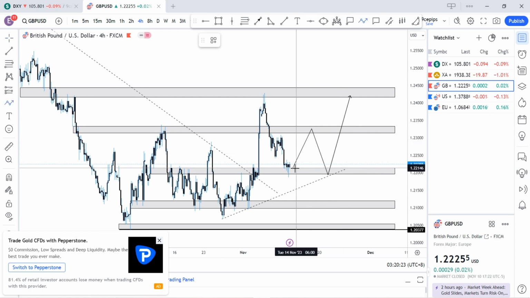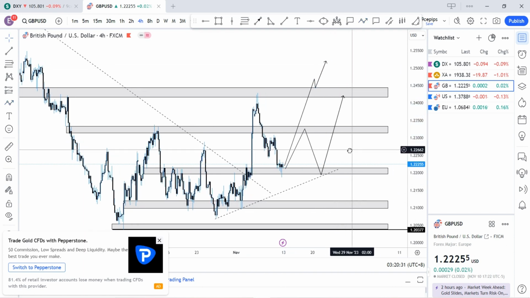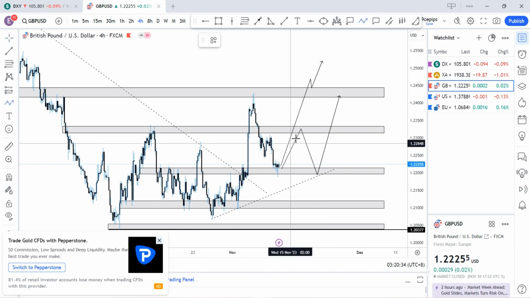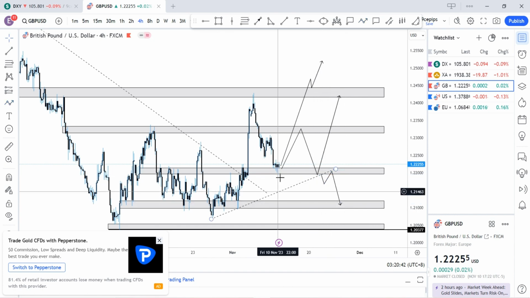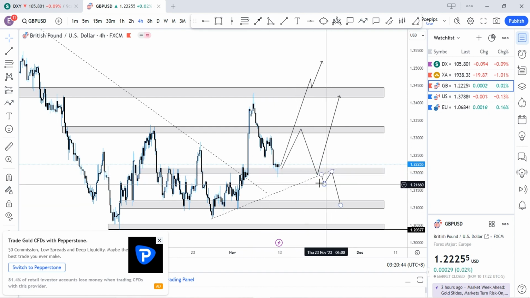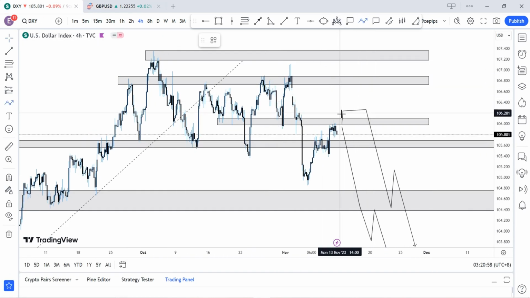Or we could just get price from this area, come back to this region, break, retest, and continue to the upside. All right. And lastly, if price comes back to this region, we might get a downward push and come back to break this downward trend line and continue to these regions. If price breaks these regions here, I'll be looking out for a potential ride to the downside to retest 121 or 120.50. That might be only if we really see a DXY move to break these regions.